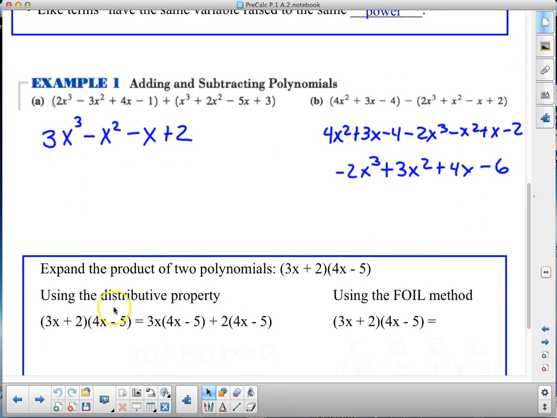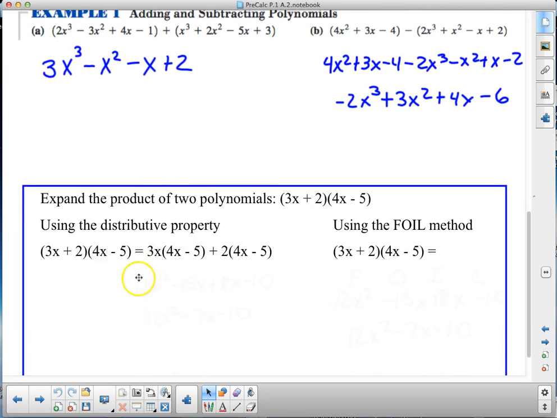Now, as we expand the product of two polynomials, working with FOIL, using the distributive property, we can do it this way. We can go 3x times 4x minus 5, 2 times 4x minus 5, and then distribute 3x, which is 12x squared minus 15x, and 8x minus 5. Now I combine like terms, my inner and outer terms, and I can get this, 12x squared minus 7x minus 10. Keep in mind, FOIL is a shortcut. It's a mnemonic device for us to have a shortcut for the distributive property.